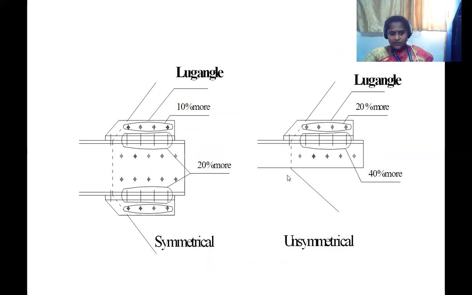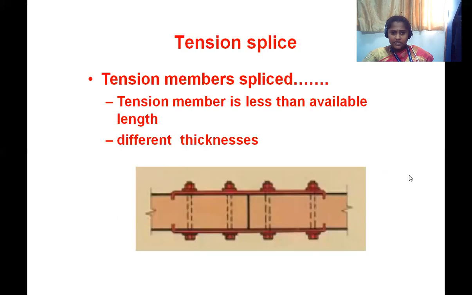Pictorially, it has been clearly represented, the percentage difference with the lug angles for symmetric and unsymmetrical sections: 10% and 20% for symmetric, 20% and 40% for unsymmetric.